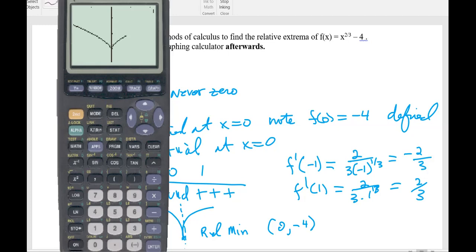Notice how it comes down. It's not as dramatic, but it does come down to a vertical tangent at that point. And if you trace it right at 0, you see you got that -4, which is what we thought it was. So it's all confirmed with that use of the calculator.